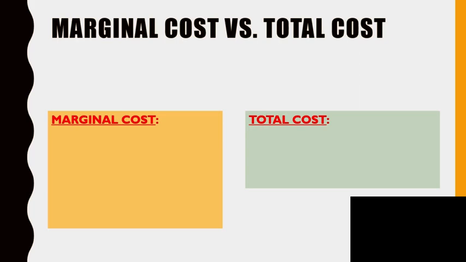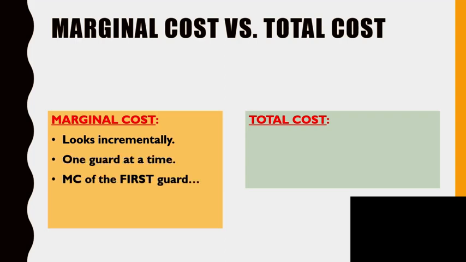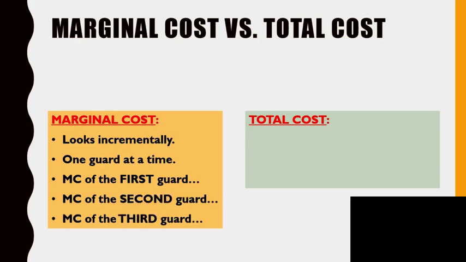Now let's look at marginal versus total cost. So we just did the benefit side. If you understand that, you're going to understand this. It's really the same thing. So marginal cost again looks incrementally, hence the term marginal. We're going to look one guard at a time. We're going to ask, what is the marginal cost of hiring just the first guard? What is the marginal cost of hiring just a second guard? And the marginal cost of hiring the third guard. So we're looking incrementally.